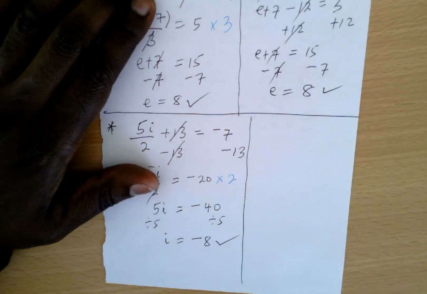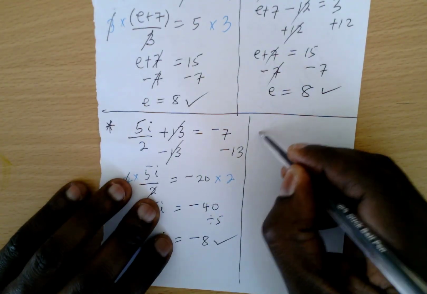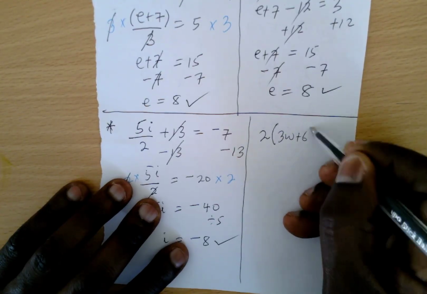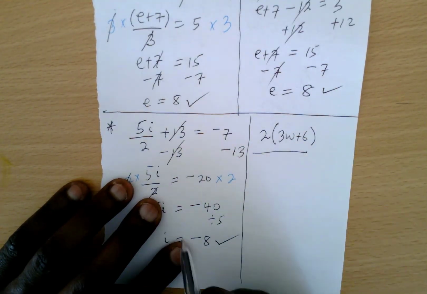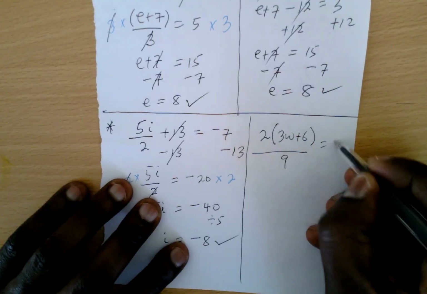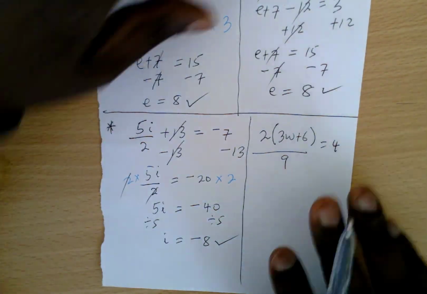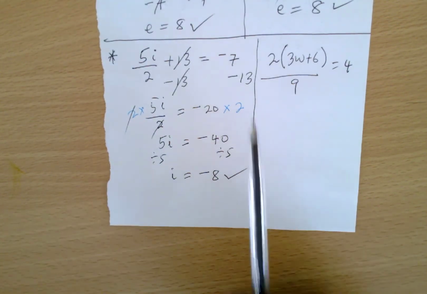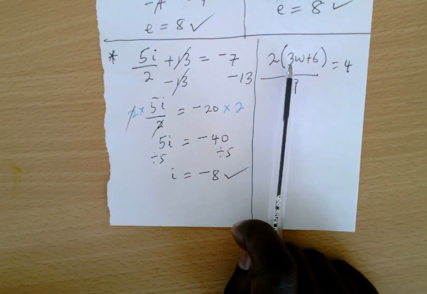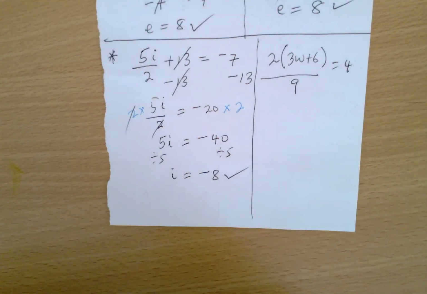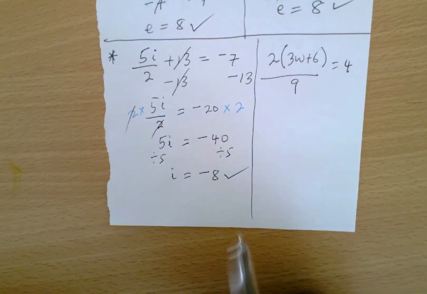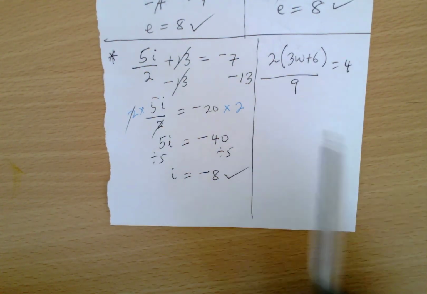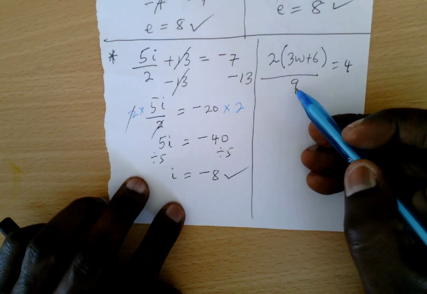The last example has a bracket: 2 open bracket 3w plus 6, divided by 9, is equal to 4. The bracket shouldn't make you think that there's anything complicated here, you just follow your principles. The bracket means that we are multiplying 2 by 3w and also by 6. So at some point we'll do that. Nothing to worry about. But let's first remove the fraction from down.